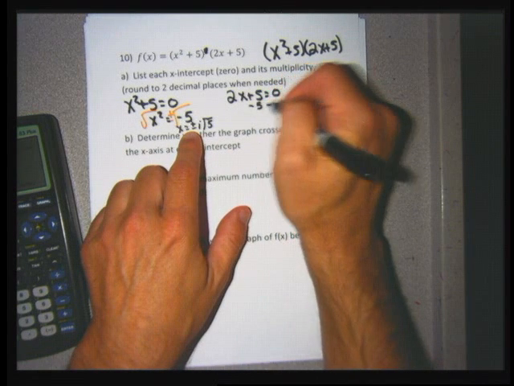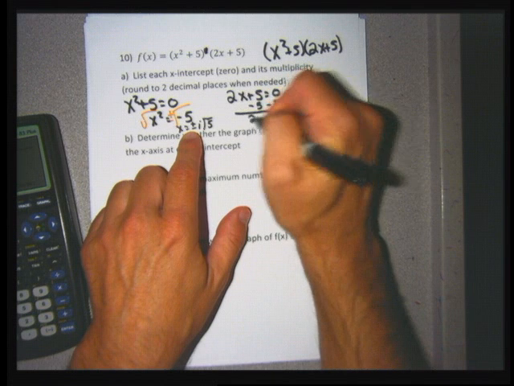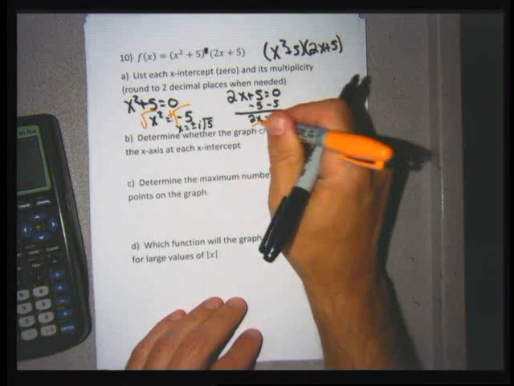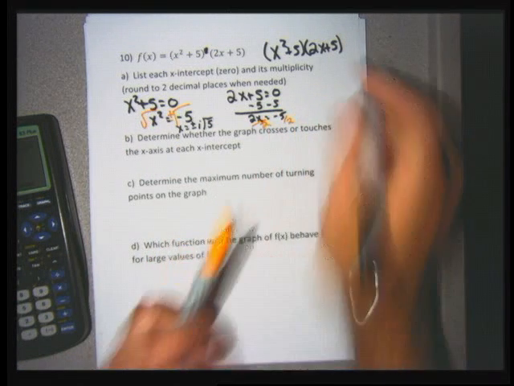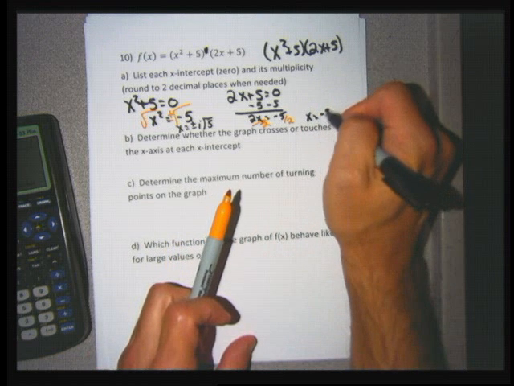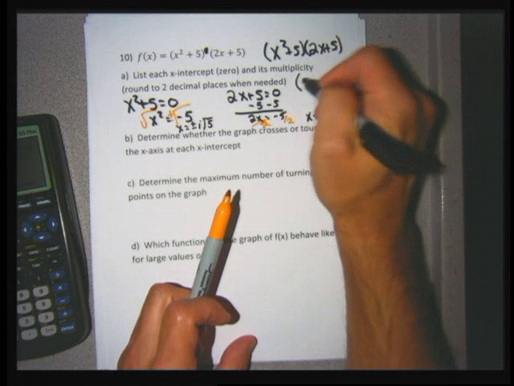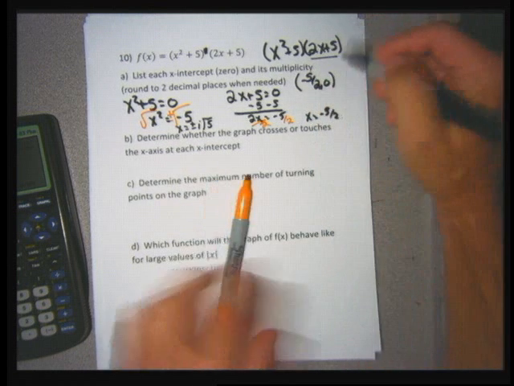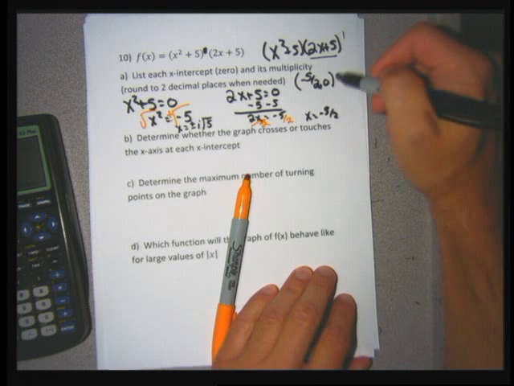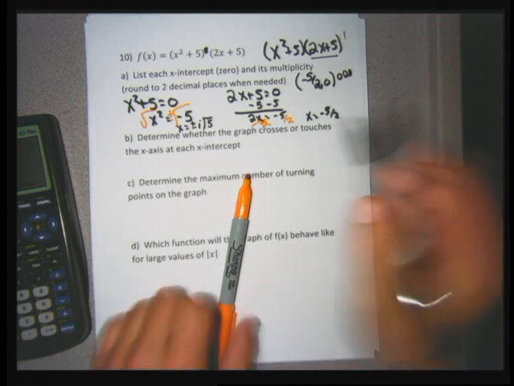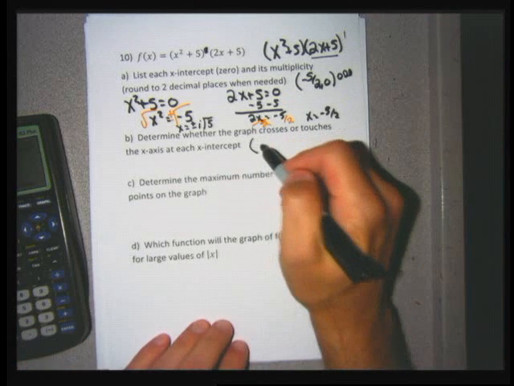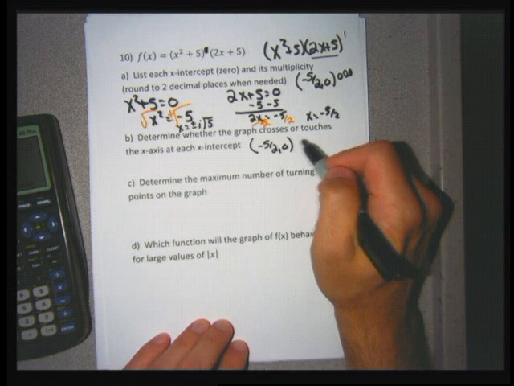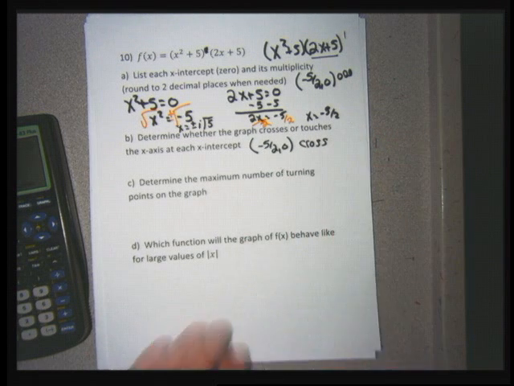The only place this graph is going to cross the x-axis is the answer that I get from this. When I set 2x plus 5 equal to 0, I subtract 5 and divide by 2. I get x equal to negative 5 halves. The only x-intercept is the point negative 5 halves comma 0. The exponent that came from this was odd, or it's 1, so we say it has odd multiplicity. The only place this graph is going to cross the x-axis is at the point negative 5 halves, or negative 2.5 comma 0.